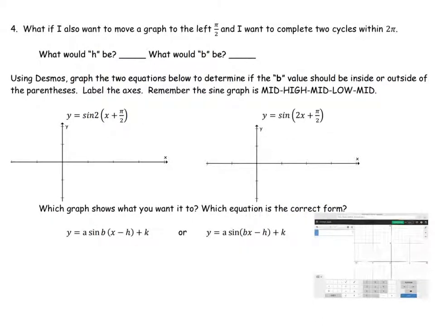So if I want to complete 2 cycles within 2 pi, I have this new setup. Oh, no, I skipped over it.